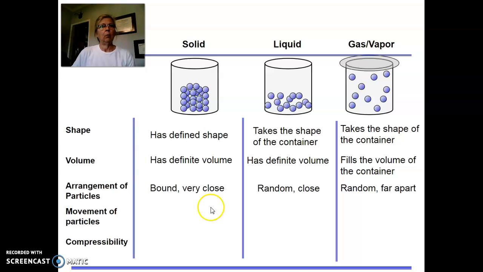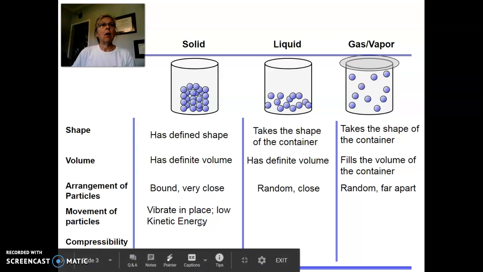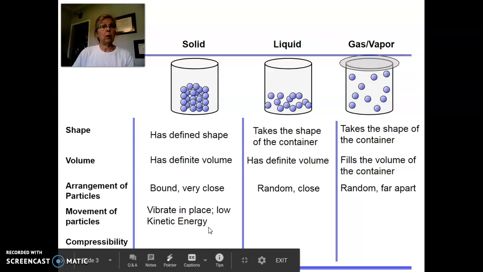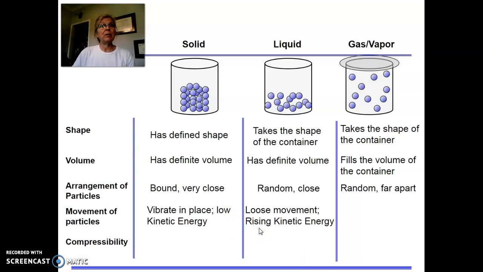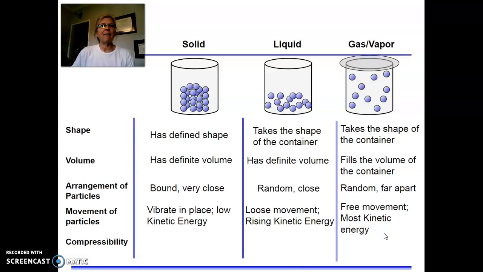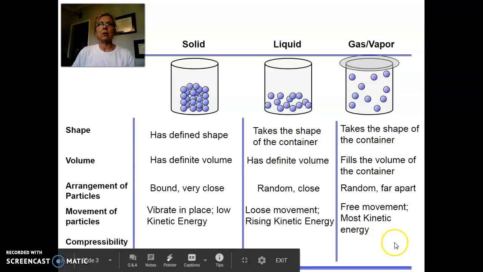structure. What about movement? Solids have particles which vibrate while they are stuck in place, and we say this has low kinetic energy. Liquids have particles which can loosely move past each other, and we say they have greater kinetic energy. And gases have particles that have the most kinetic energy and particles that have free movement past each other.